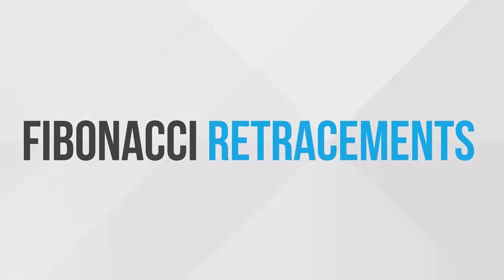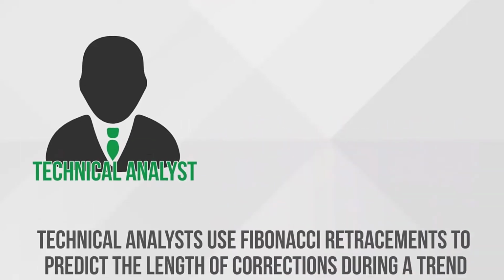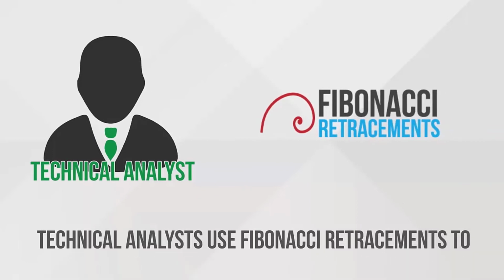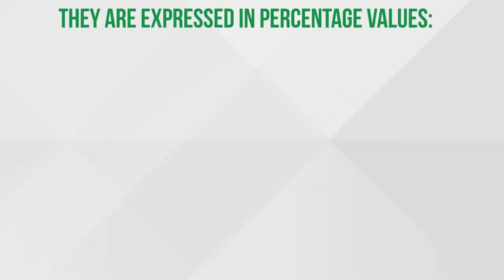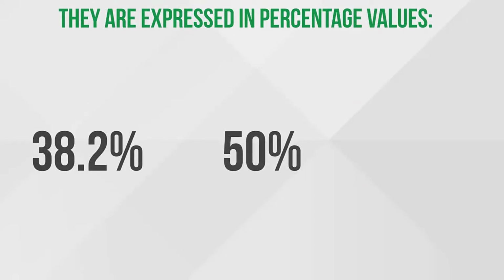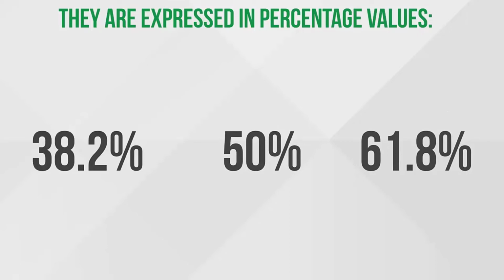Fibonacci retracements. Technical analysts use Fibonacci retracements to predict the length of corrections during a trend. They are expressed in percentage values, where 38.2%, 50% and 61.8% are the most popular retracement levels for Forex trading.